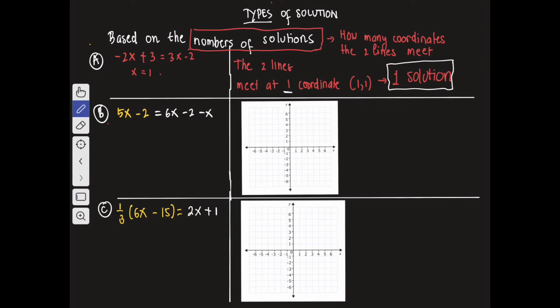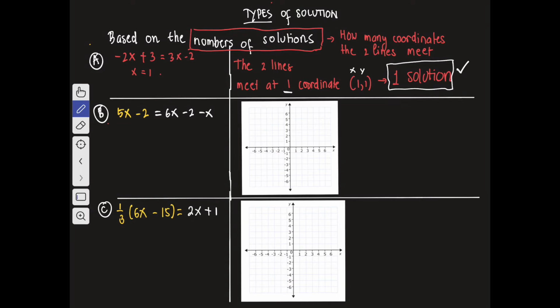Example number 1, we did earlier. We got the equation solution x equals 1. And when we graph the lines, the two lines meet at one coordinate, which is 1 and 1, the x and y. So in this case, this one has one solution.